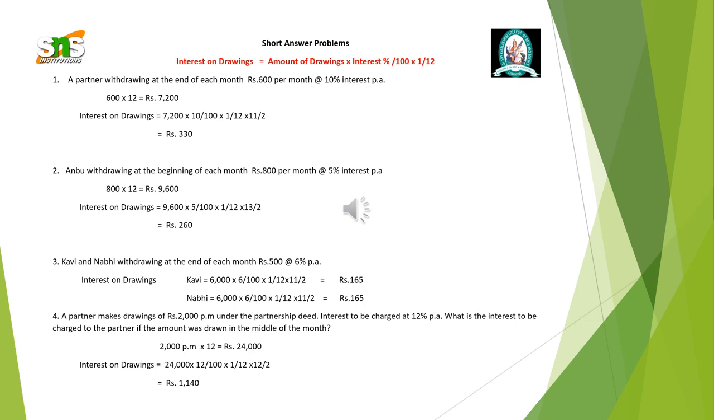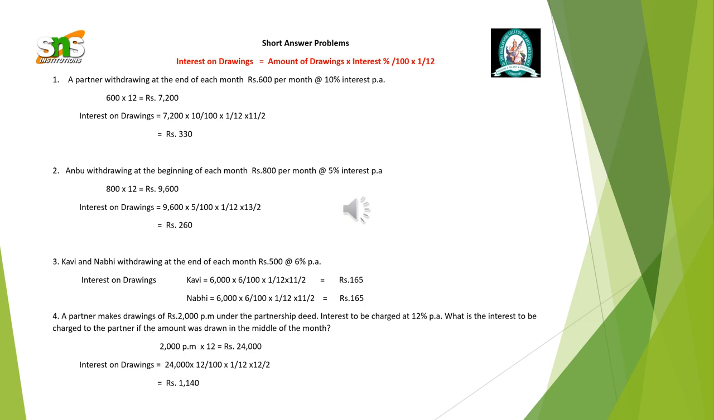Say for example, we are withdrawing 600 per month at the end of the month, or 800 per month at the beginning of the month, or 300 per month at the middle of the month, all the months. Then how are we going to calculate? That is going to be shown in this particular problem. The first problems you can understand.